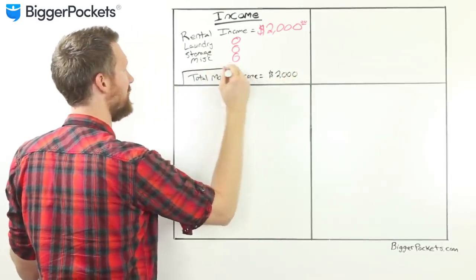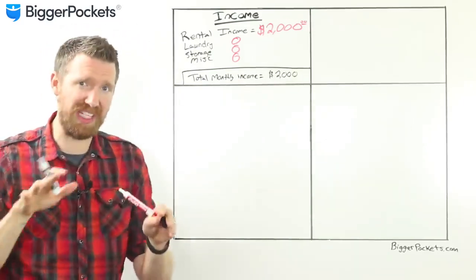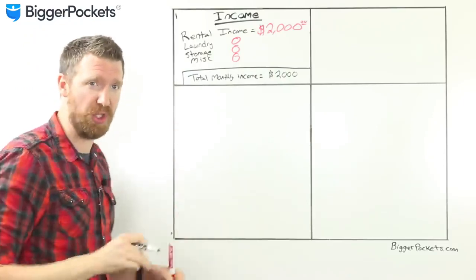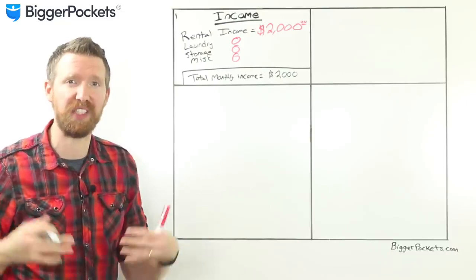And I'm gonna kind of box this off so we know that this is a special little area right here. Now we're done with section 1. We're done with box number 1. Now we're gonna move on to box number 2, and that is the expenses for the property, meaning the monthly expenses. How much does it cost to own the property?